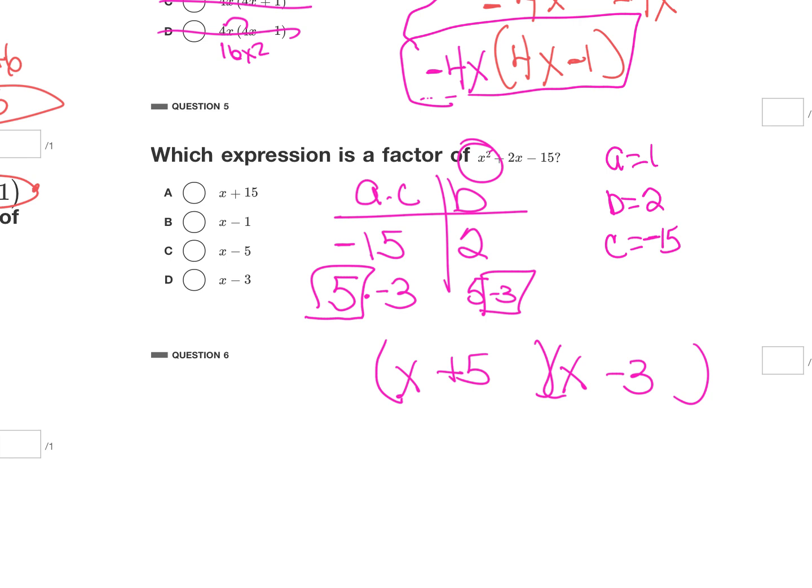Well, it can't be A. Can't be B. Be careful with C. Look what they did to C. C has x minus 5, so it's not C. So the only one that is there is going to be answer choice D.